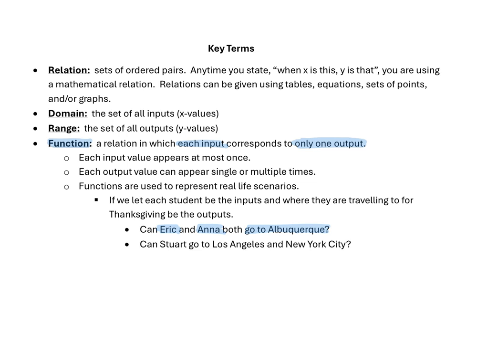On the other hand, if we look at Stuart, can Stuart go to Los Angeles and New York City? Well, you could argue that he could go to Los Angeles and then catch a flight and then go to New York City, but he cannot be in these two places at the exact same time. The only person who can do that is Hermione Granger, and, well, that's magic, and we don't do that, okay? So this is kind of an example of functions and non-functions, okay?